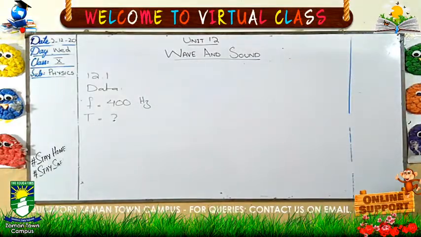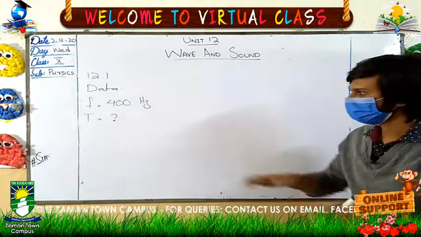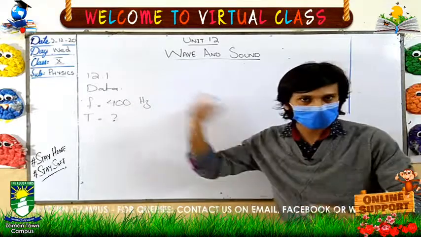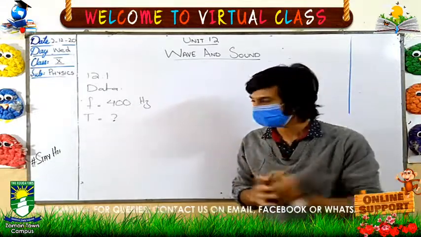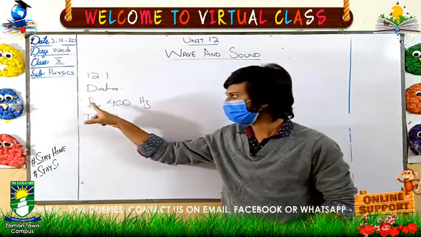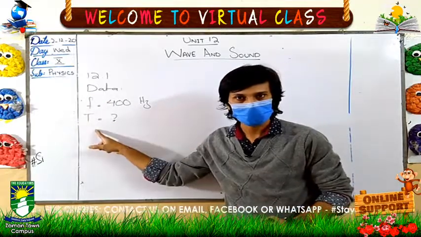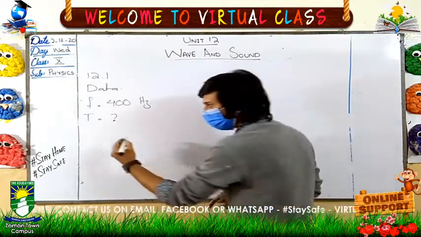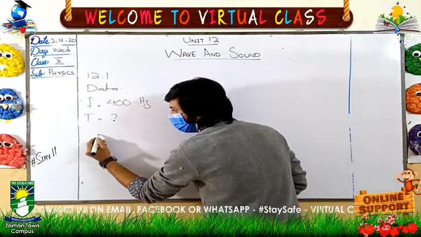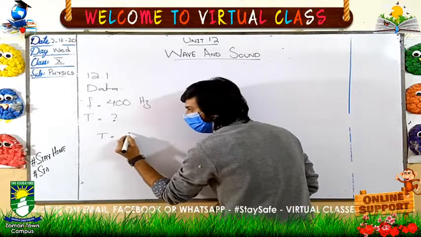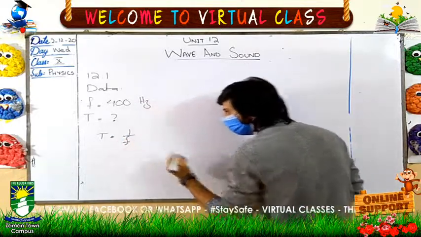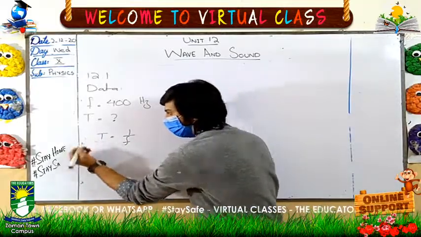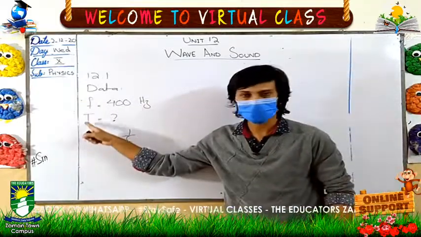So first of all I have to consider what they are giving and what they are asking. Now the second thing I have to consider is which formula has these two values. As I told you before, the relation between frequency and time period, what was that relation? Frequency is equal to 1 upon t, or we can say time period is equal to 1 upon f. This is the relation between frequency and time period.